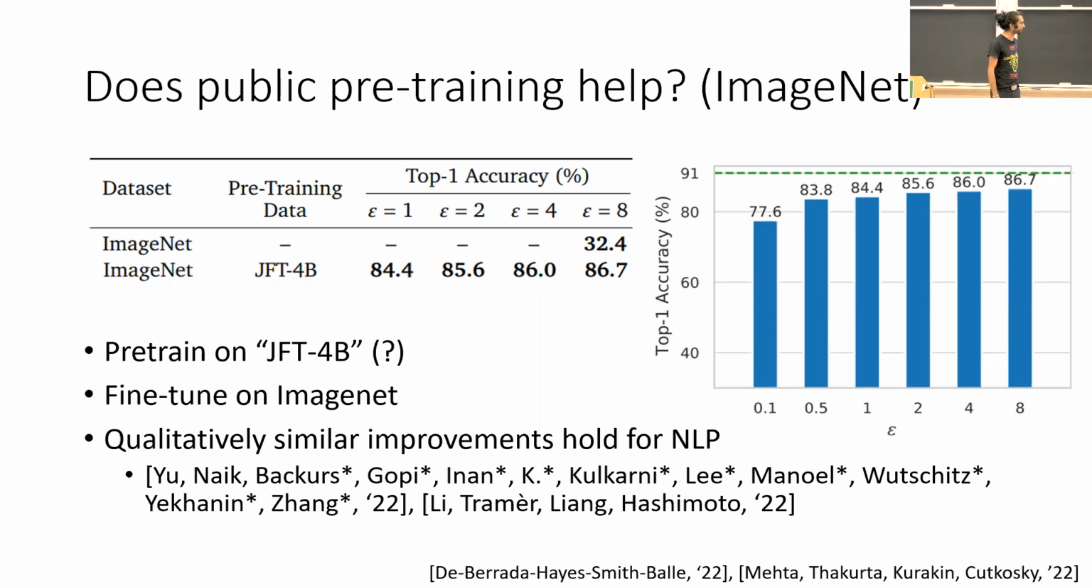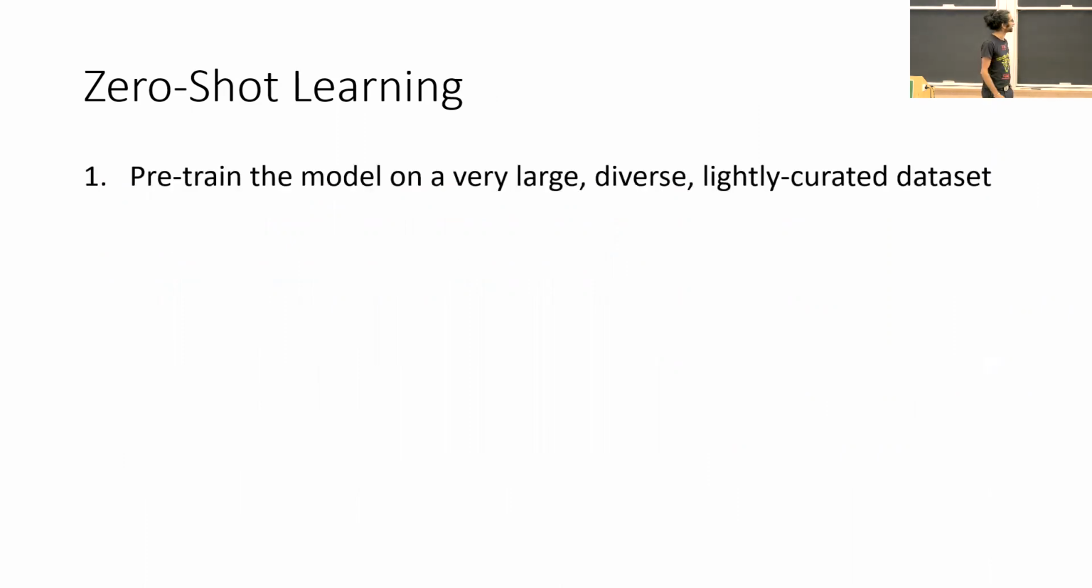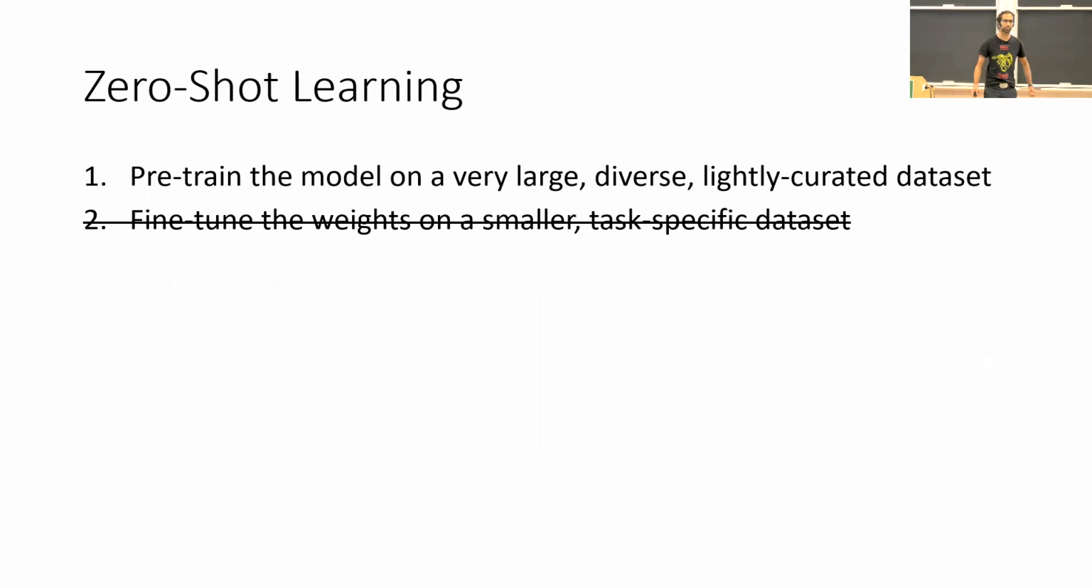And I want to tell you about another concept which is popular, the natural conclusion of pushing this idea to its limit, which is what's known as zero-shot learning. It's essentially the same thing as before. We first pre-train the model on a very large, diverse, slightly curated data set, and that's it. No step 2. Just feed in the test data set. You don't need the training data set.